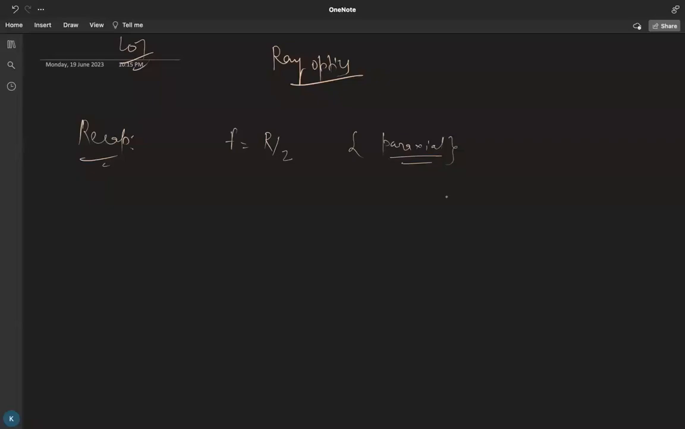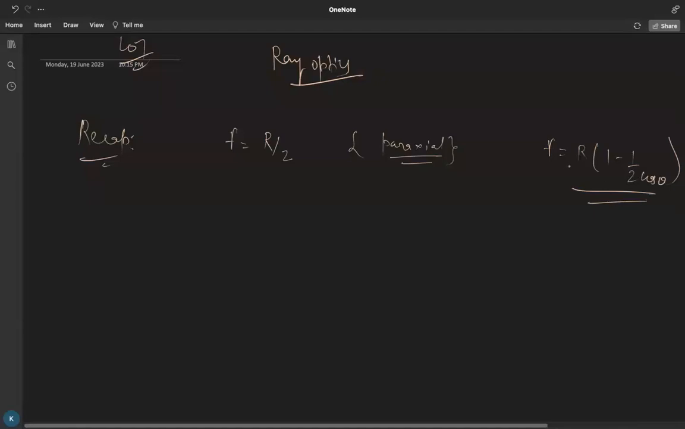Okay, so we derived it for the paraxial ray, while for the marginal ray we get something like f = R/2 · 1/cos θ... this is the focal length for the marginal rays, right. Then we saw the sign convention, which was very important. The main rule is that you have to take the direction of incident light as positive and the rest of the things as negative.